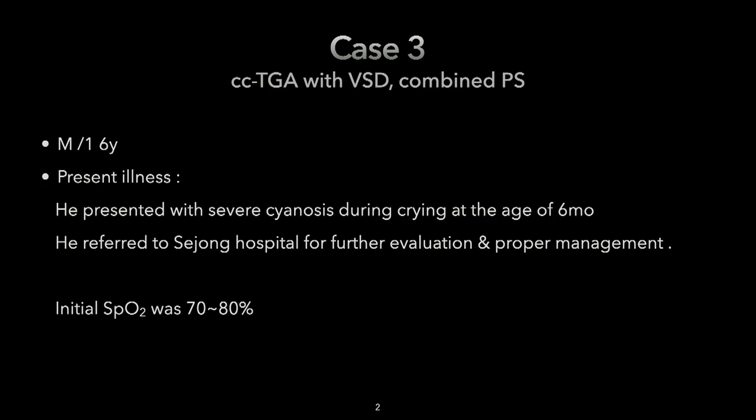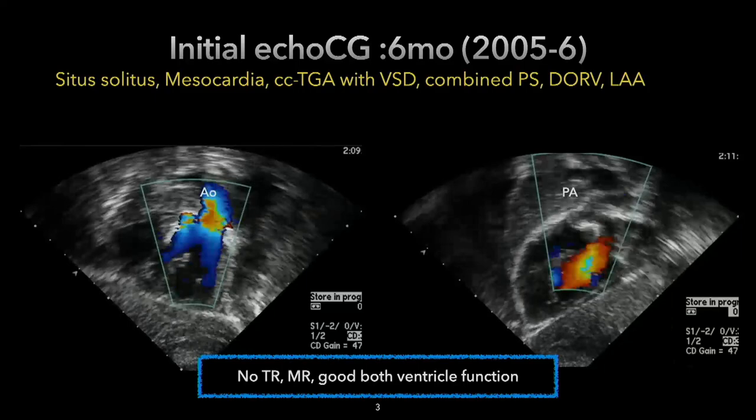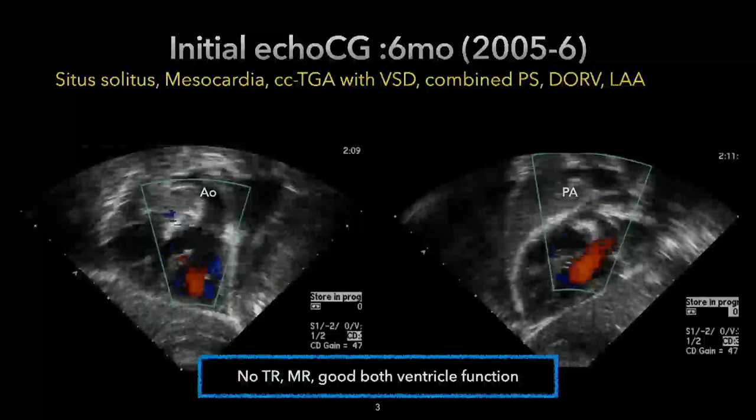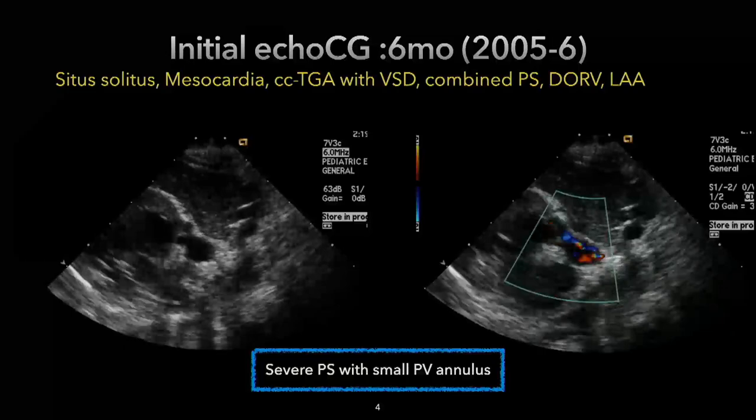Initial saturation was 70%. He was diagnosed with ccTGA with VSD combined with severe PS by echo. As you can see, echo shows no significant morphologic TR and morphologic MR, and relatively good ventricular function. There is also valvar and supravalvar PS with a small pulmonary valve annulus. You can see the infundibular area was not too bad.